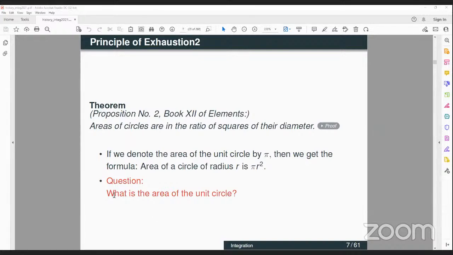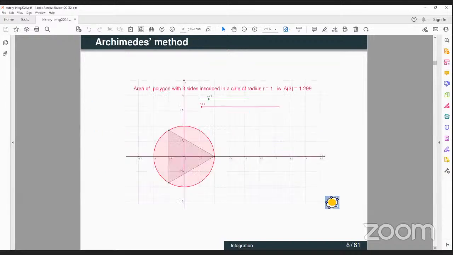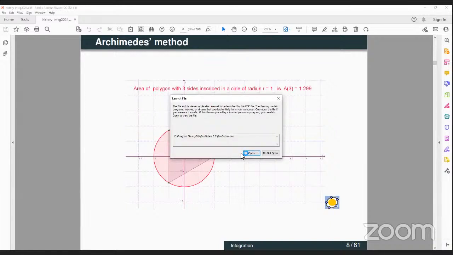So at this stage, let me just ask what is the area of the unit circle? We said we denote the area of the unit circle by pi. This was only made precise much later, around 1872. But what Archimedes said is also important, and how they used the method of exhaustion is as follows. So I would like to exhibit that method of exhaustion by Euclid.